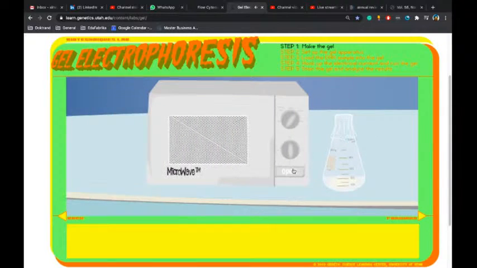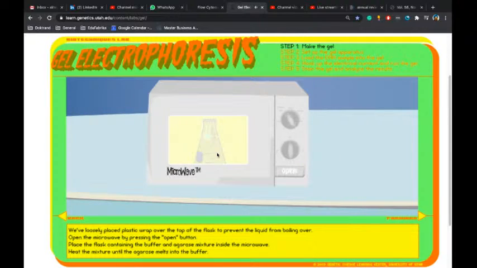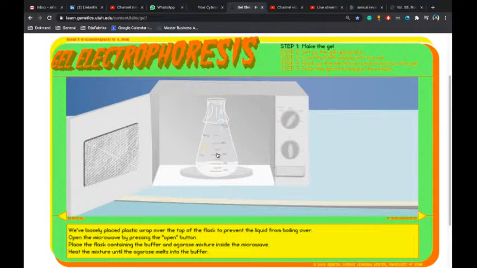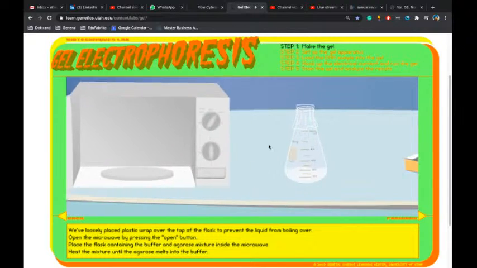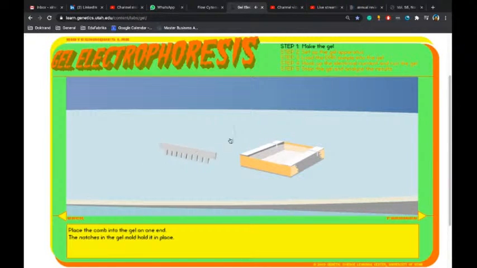Then you put it into the microwave. Let it boil. It's in liquid form now at the moment. Now we pour it into the molds. Now it's in liquid state, so we can place our comb to make holes in this.